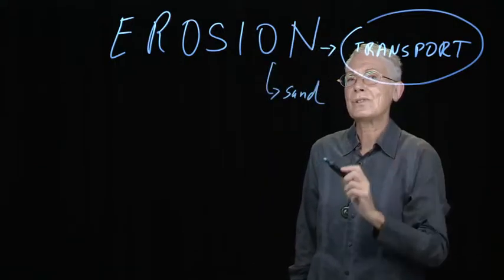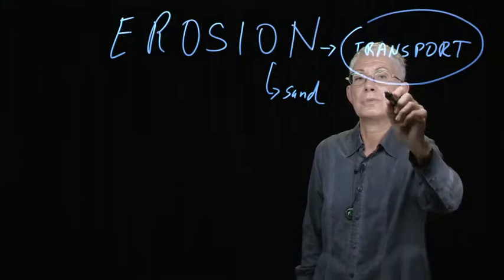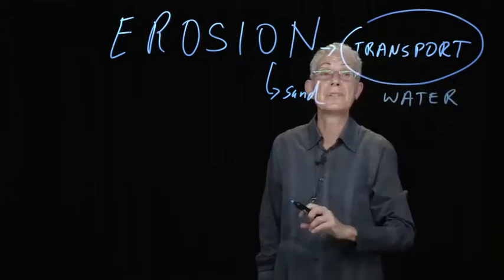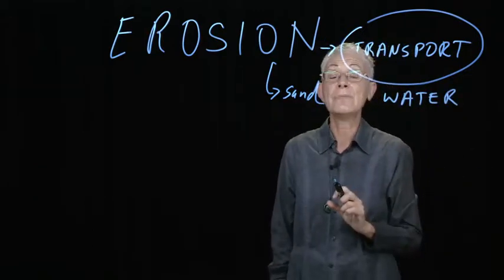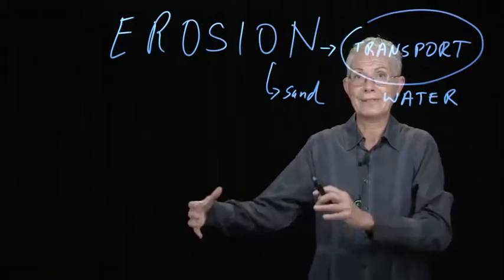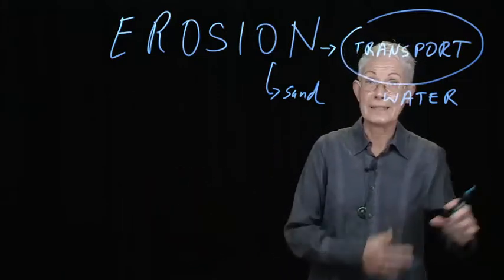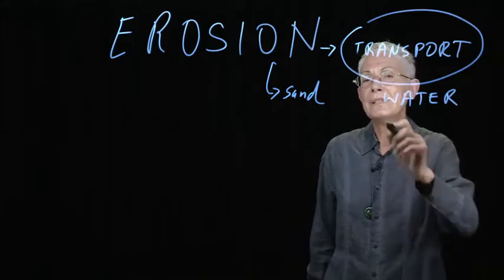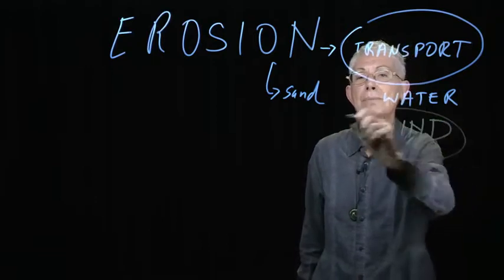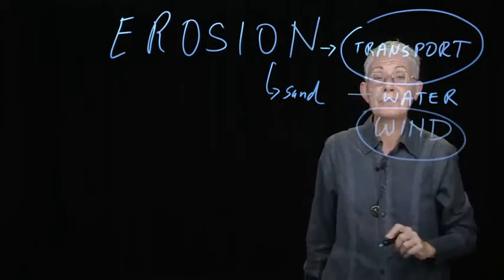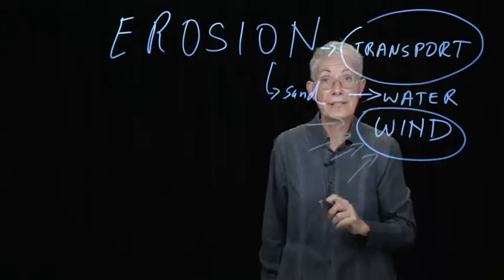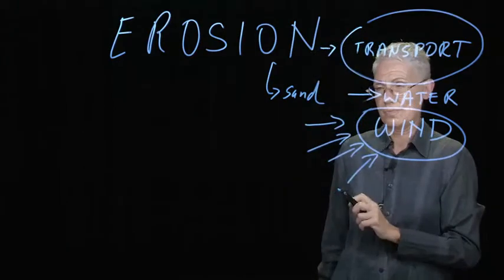Transport is not only water. So water does a very good job. Rivers do a very good job in picking up sand and transporting all the way to the sea. And then waves do the same. They put the sand back onto your beach and then back again. But wind also does that. And this is important because on Mars there's no water, but on Mars winds are very strong. So what does wind do?